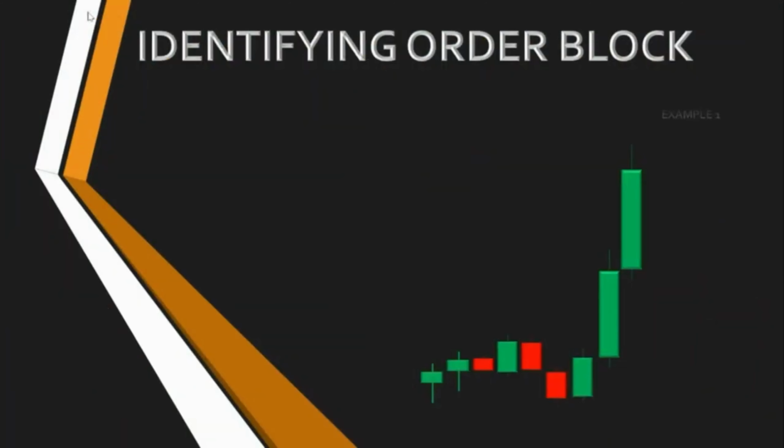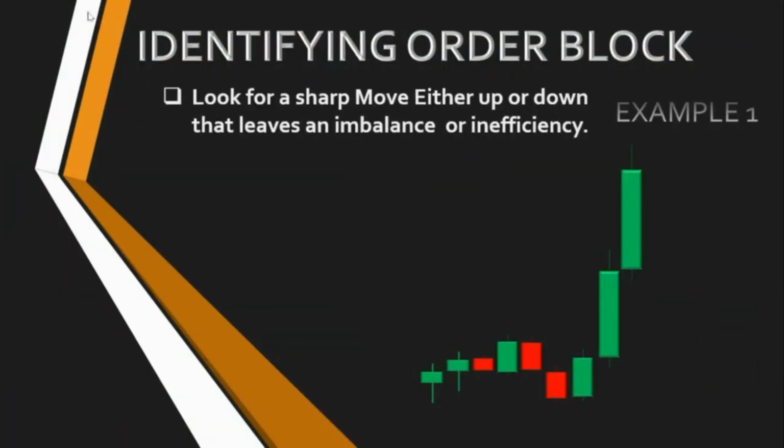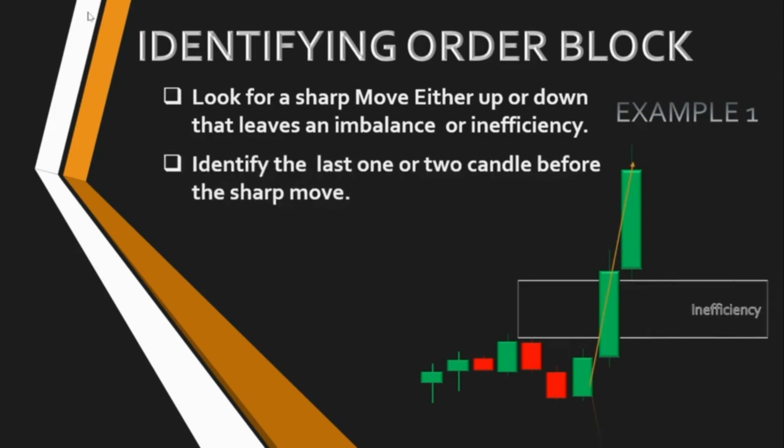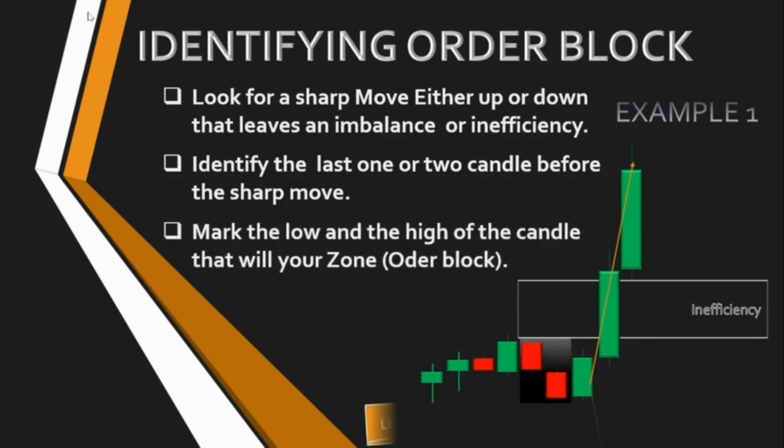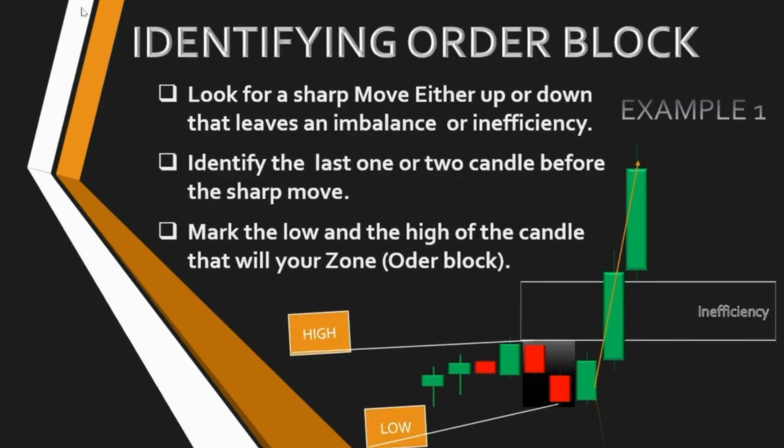Identifying order blocks. To identify order blocks: 1. Look for consolidation areas before a sharp move in price that makes an imbalance or inefficiency. 2. Identify the last 1 or 2 down candles in an up move, or the last 1 or 2 up candles in a down move. 3. Mark the low and the high of the candles. That will be your zone or an order block. These zones are where institutions have accumulated or distributed large orders. These areas are also known as areas of demand and supply zones.